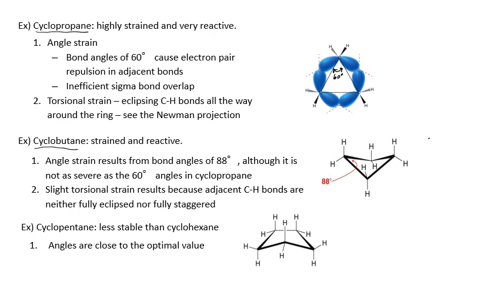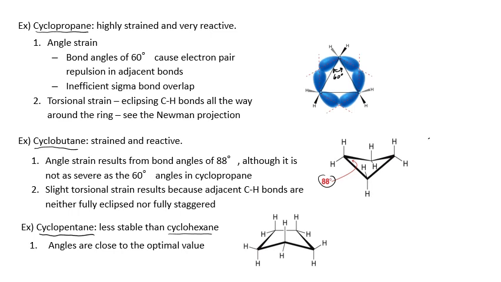Cyclobutane, also a very highly strained, very highly reactive molecule, in 3D has bond angles of 88 degrees. There's a lot of torsional strain here. And we can see that if you were to draw a Newman projection, nothing is really fully eclipsed or staggered. Cyclopentane is slightly more stable than cyclopropane or cyclobutane. However, it's not quite as stable as cyclohexane, as we saw with the combustion analysis data. These angles, however, are pretty close to the 109.5 angle.